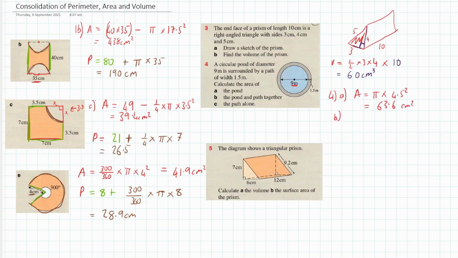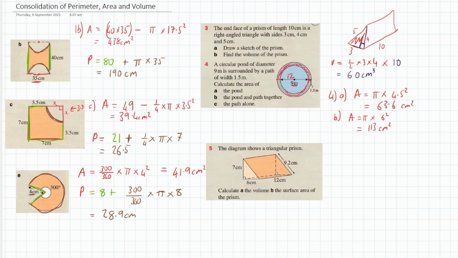Now for B, the pond and the path together. You notice we've got 1.5 here, which means we've got 1.5 here. So in total, the whole thing across is 12. Okay, 9 plus 3 is 12. So the area in this case is going to be pi times the radius squared, and now the radius is 6. So this will give us 36 pi, which is 113 centimeters squared.